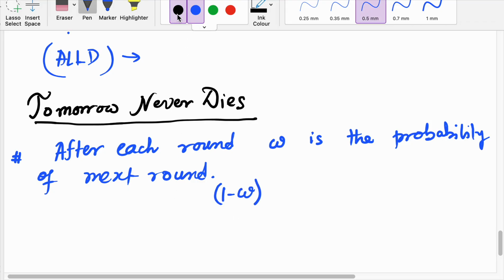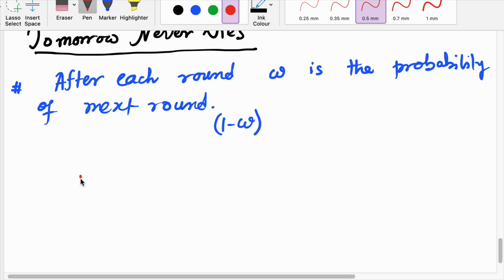Now let us calculate, if this is the case, on average how much payoff we will get if we interact with each other. To know that, let us calculate on average how many rounds are possible if w is the probability of playing the next round. The probability of playing the first round is 1. The probability of playing the second round is w. The third round is w square. The probability of playing the nth round is w to the power n minus 1.